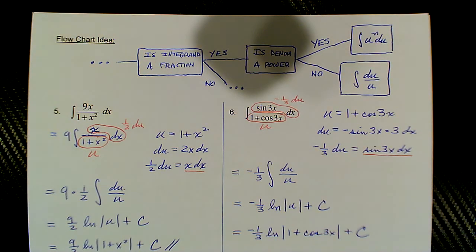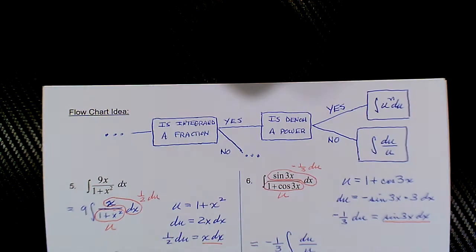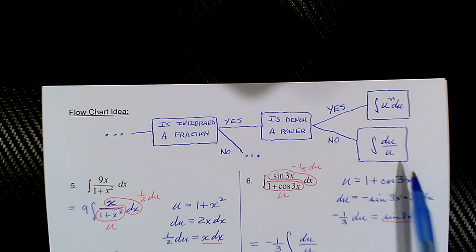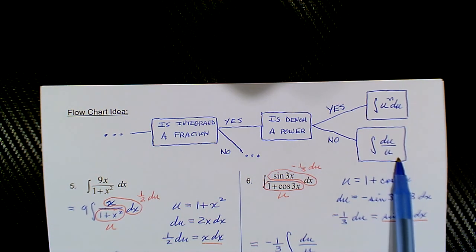Hello everyone, this is part 2 of topic 6 for exam 1, integrals resulting in natural logs. We saw the little flowchart on how to determine if we have a situation where we're going to try to fit the form of du over u.